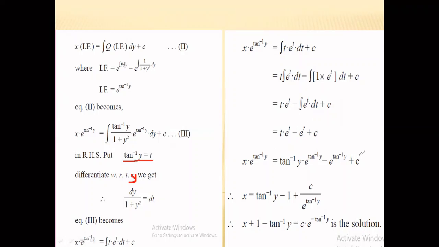Tan inverse y. So when we substitute the value of t, we get an equation of this form. So x is equal to (tan inverse y minus 1 plus c) upon e raised to power tan inverse y. When you simplify the term, it is the required solution of the given differential equation. Okay.